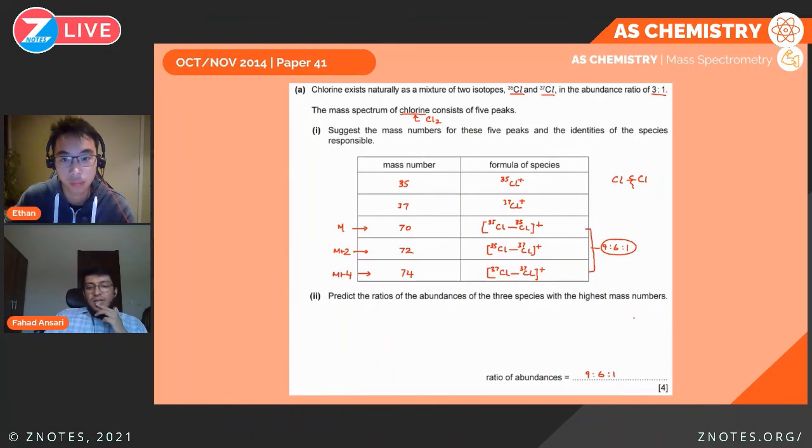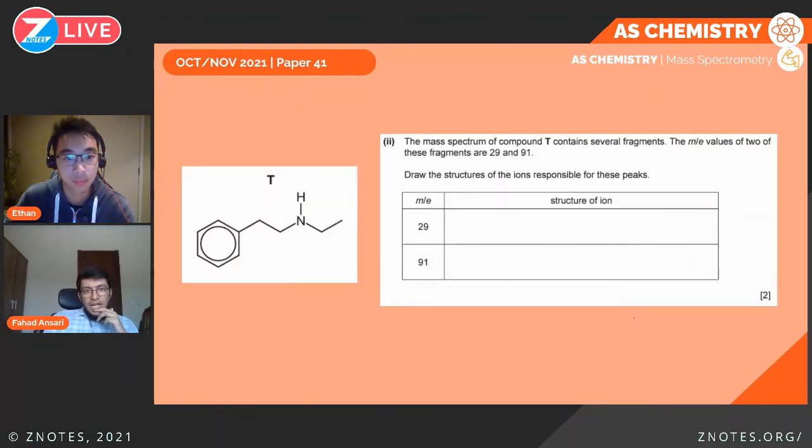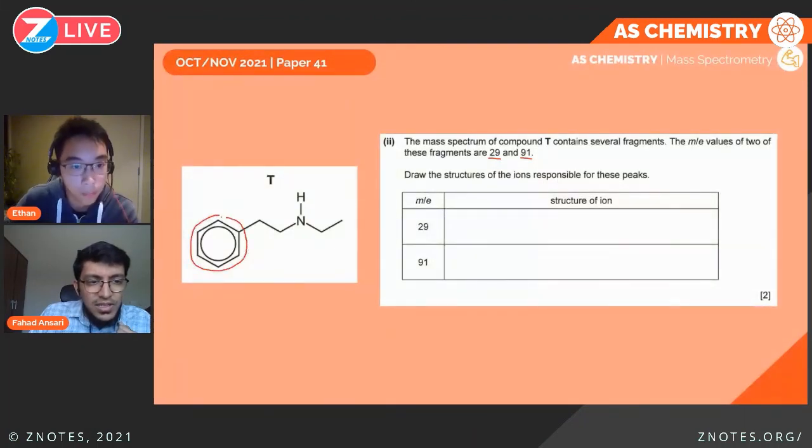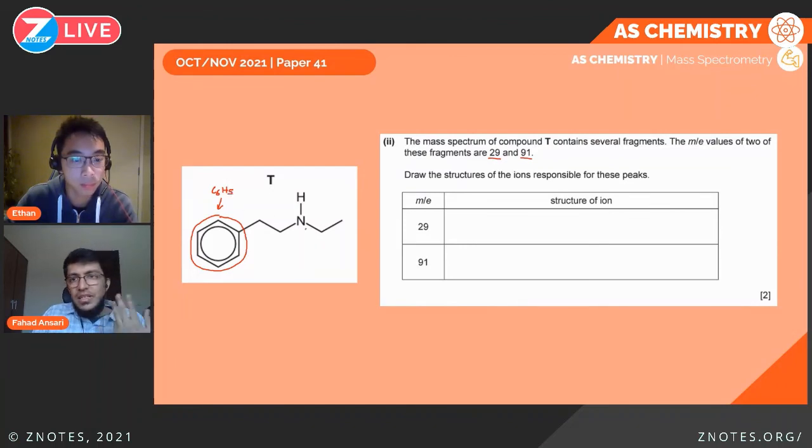So, final question, and this is about fragmentation. This is the kind of question that you can expect. The mass spectrum of compound T contains several fragments. The m/e values of two of these fragments are 29 and 91. Draw the structures of the ions responsible for these peaks. Now, this is encountered in A2, and AS students normally don't know what this is. This is a benzene ring, and its formula in this particular case is C6H5. The rest is a skeletal formula that you already know about.